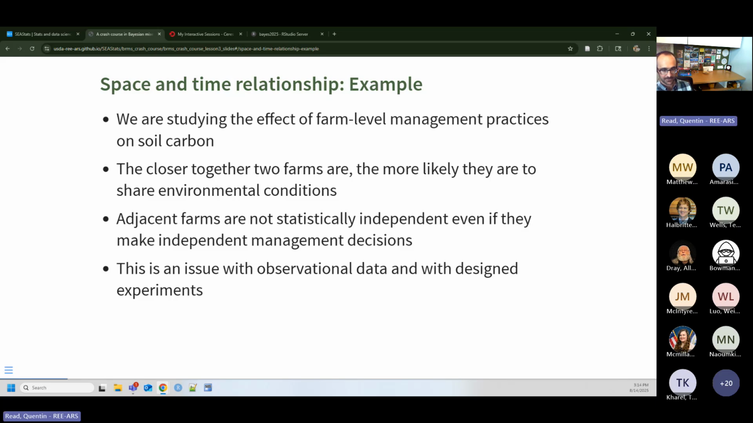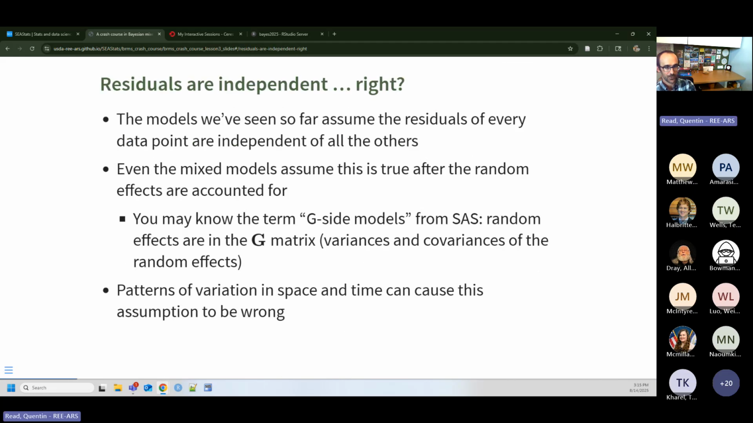And this is an issue even in the most perfectly and carefully designed experiment, because your experimental units have different distances from each other in space. And obviously in observational data, it's an issue as well. So the first way we can deal with this problem is by modeling the space and time relationship between data points' residuals.